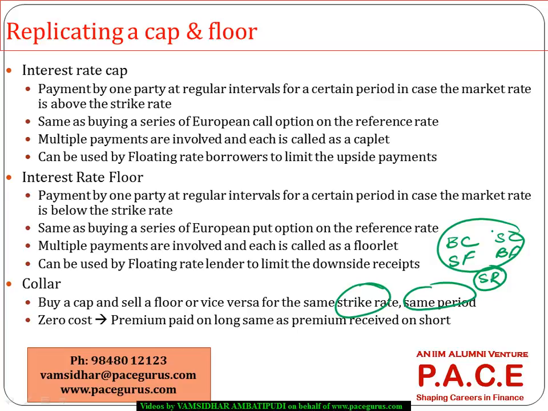And especially if the premium received on selling is the same as the premium paid on buying, if both of them are one and the same, that will result in a zero cost collar, because the net payment that you are making as on day 0 is 0 itself. Whatever you are receiving on a sell position is what you are paying on a buy position, resulting in an overall position of 0. That's where we call those kinds of collars a zero cost collar.